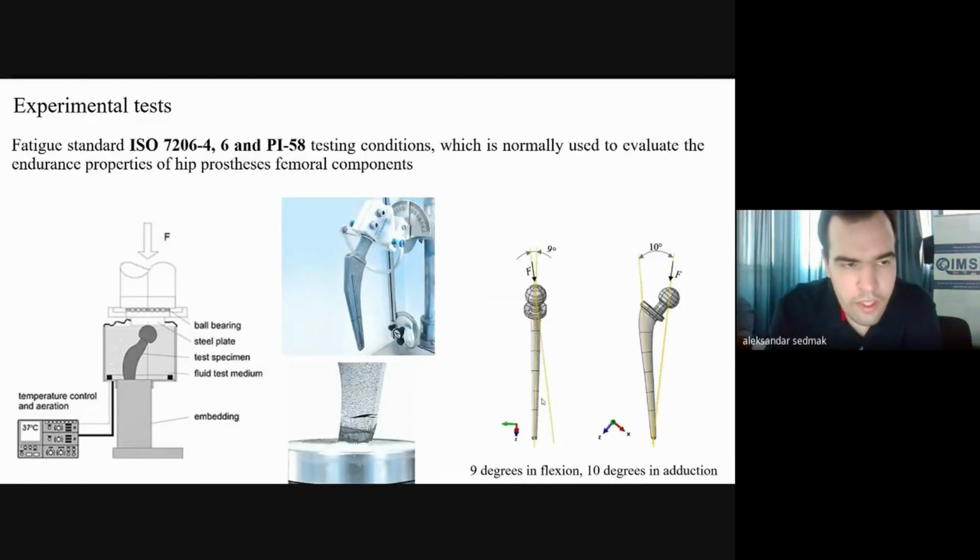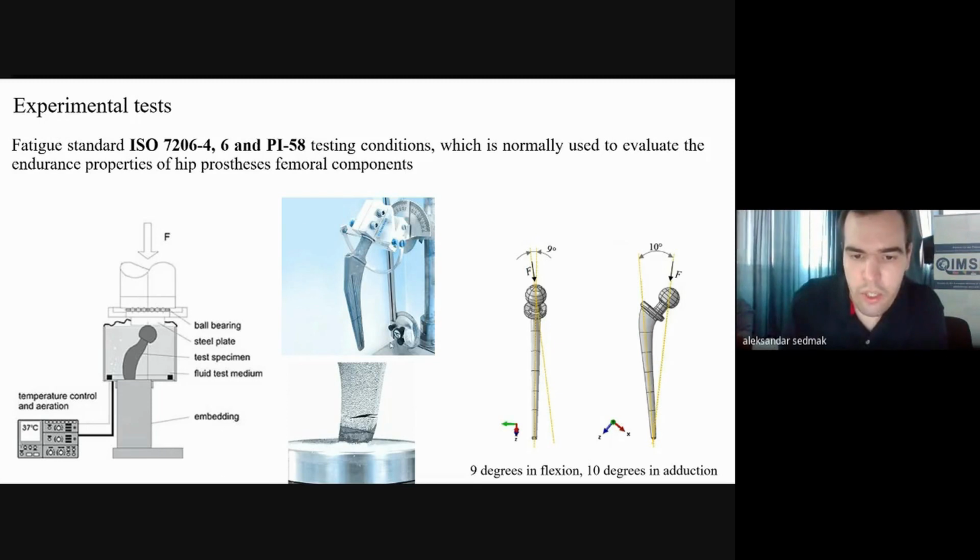Then the last is the fatigue standard, ISO 7206-4, and there are some other standards, like 7206-6. This is a complete fatigue testing of a hip implant. So the hip implant is placed in a cement mantle in which a lower part, which is regularly in bone, is fixed, and the load is applied from above on a high frequency resonant testing machine.